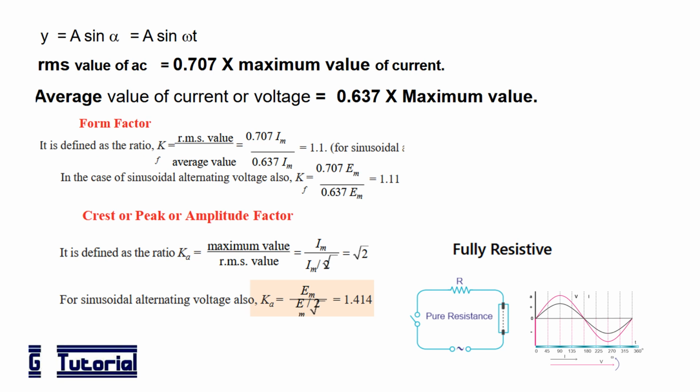Now we can see a fully resistive circuit, that is, the circuit has only resistive components present in the circuit. Such a circuit has no phase difference between the voltage signal and the current signal. They are in phase. For a purely resistive circuit, voltage and current are in phase, which is shown by the graph.